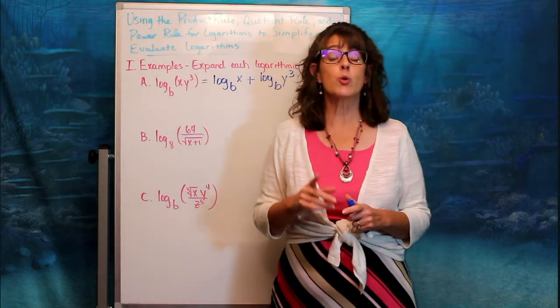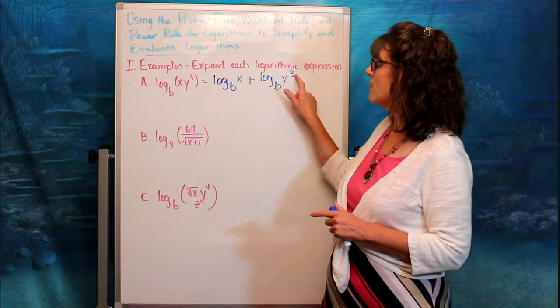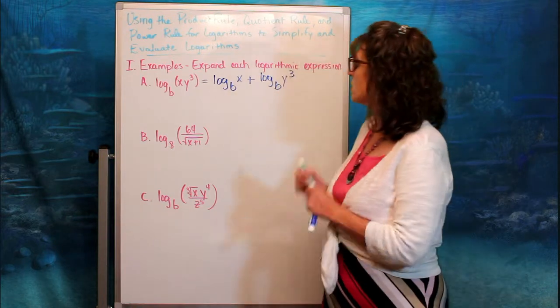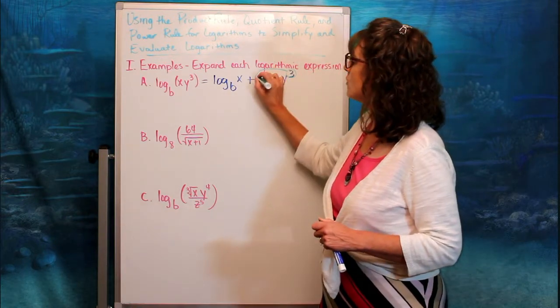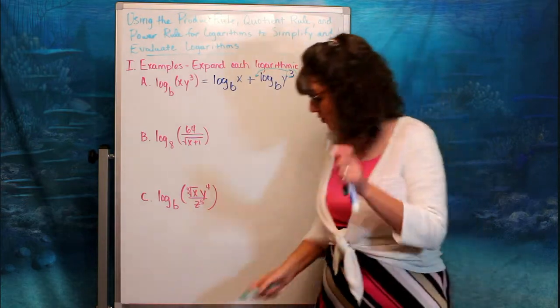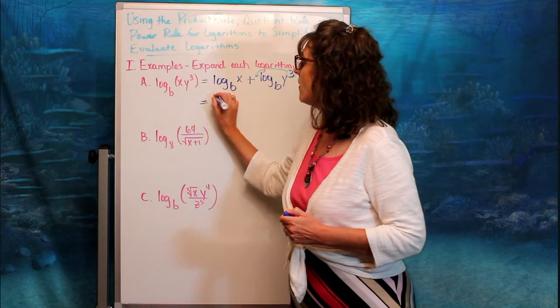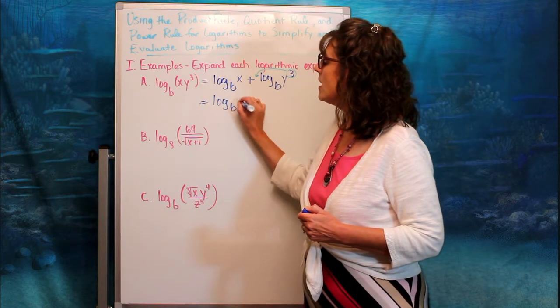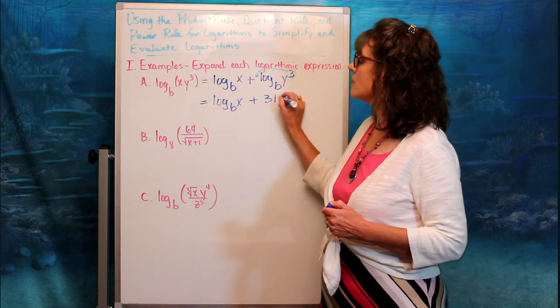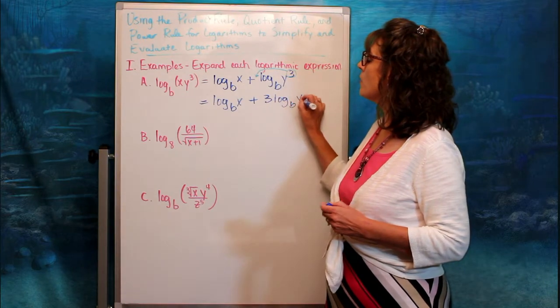Now remember, your power rule says if you have an exponent, you can take that exponent and you can slip it down into the front, not as an exponent, but as a coefficient. So therefore, I'm going to now have log base b of x plus 3 times log base b of y.